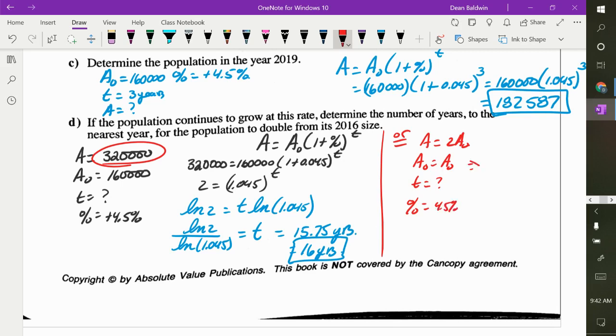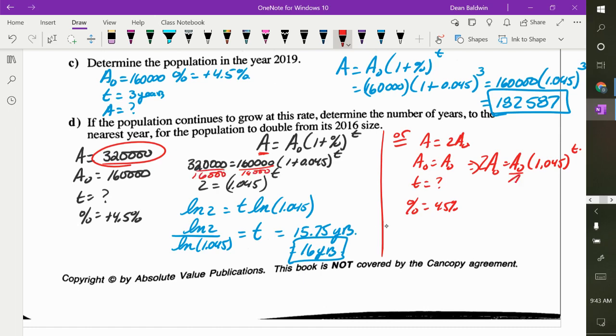So when you plug it into the formula, you get 2 A naught. That's what goes in for A. A naught or A0 or A initial, whatever you want to call it, times 1.045 to the T. What happens to these A naughts or A zeros or A initials? Well, you're going to divide them off, right? Because that's what you did here. You divided by 160 grand.